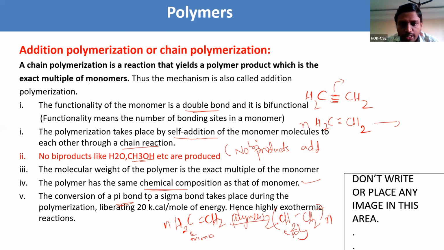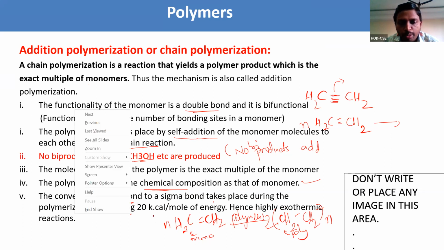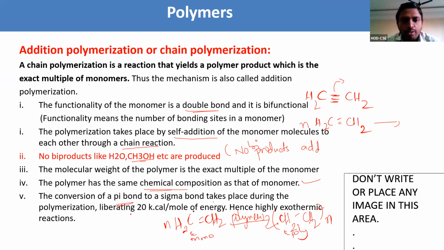The conversion of pi bond to sigma bond takes place during polymerization, and it liberates 20 kilocalories per mole of energy. Hence, it is a highly exothermic reaction.